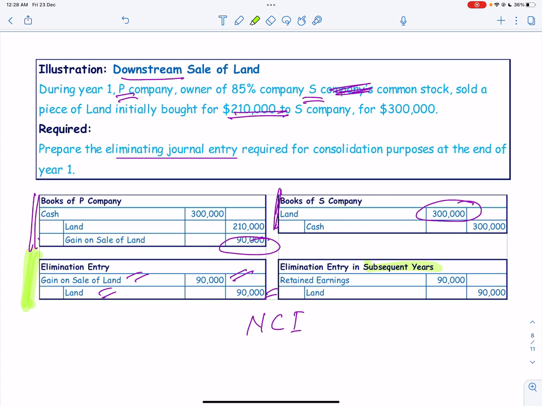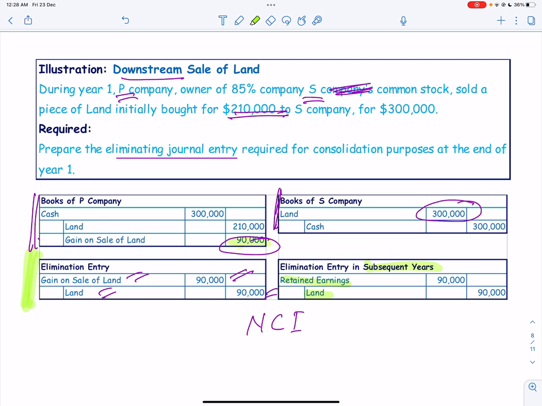At the end of the year of sale, the gain reported on the sale of land is closed to the retained earnings along with all the other items reported on the income statement. Therefore, in the years following the year of sale, until the land is sold to an external party, the eliminating journal entry would include a debit to the retained earnings account and a credit to land for the amount of gain previously recorded.